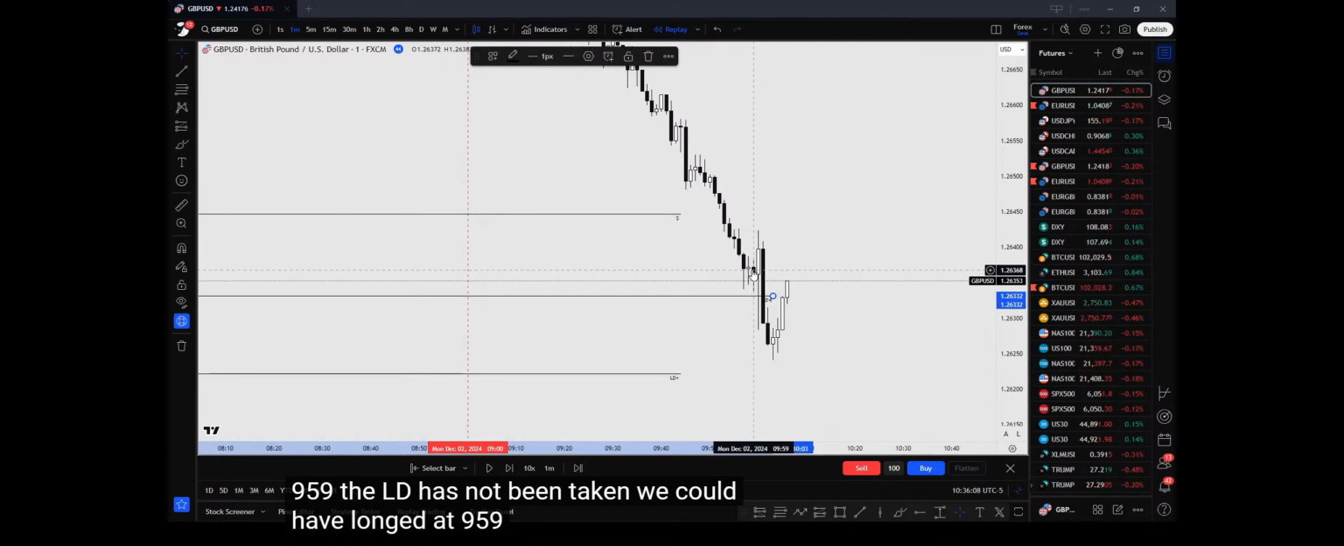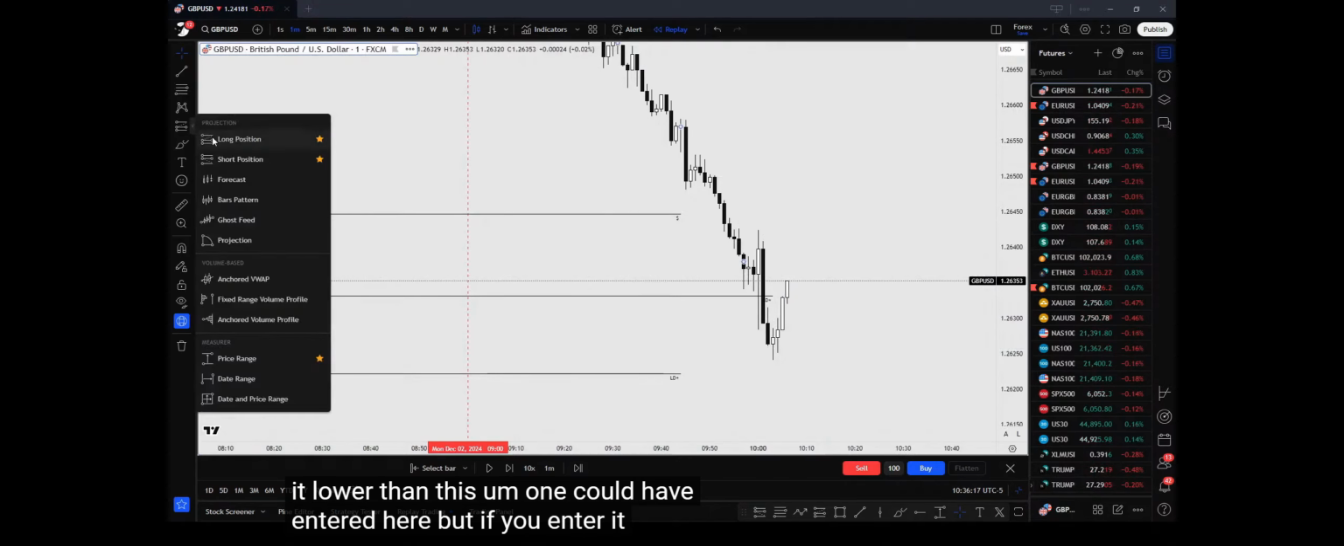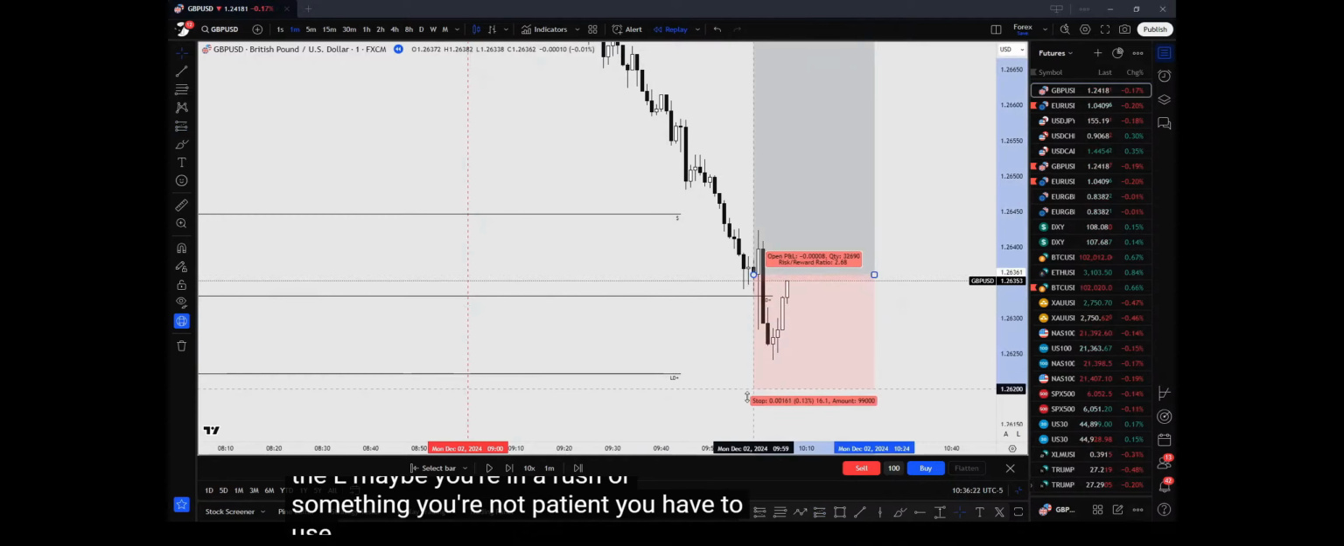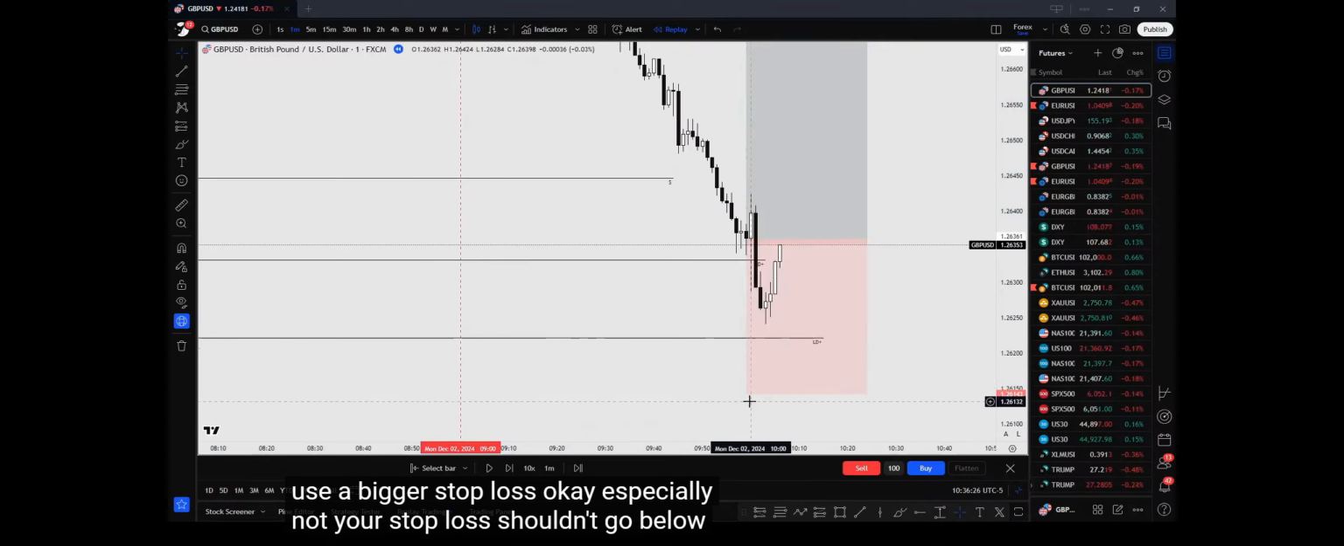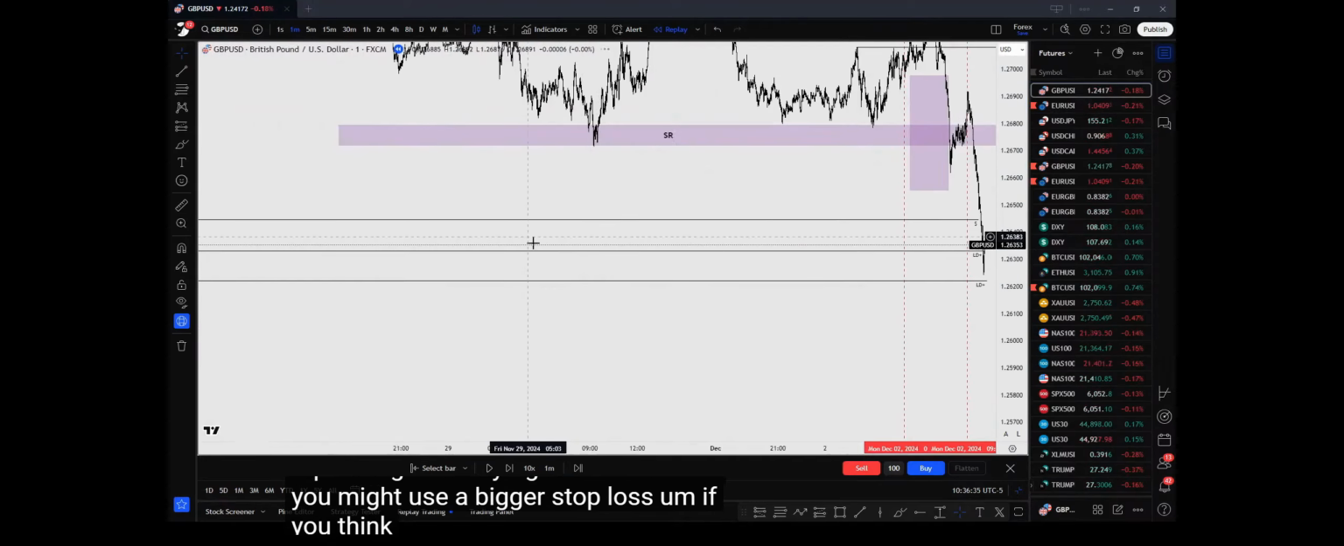We could have longed at 9.59, but that's a lower probability one, I guess. I did it lower than this. One could have entered here, but if you enter before the LD, maybe you're in a rush or you're not patient, you have to use a bigger stop loss, okay? Your stop loss shouldn't go below this other LD right here. 15 pips will go exactly right under here, so you might use a bigger stop loss if you think it will go and reverse without you.